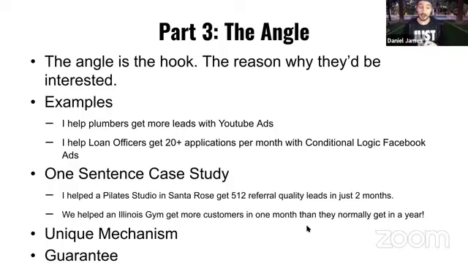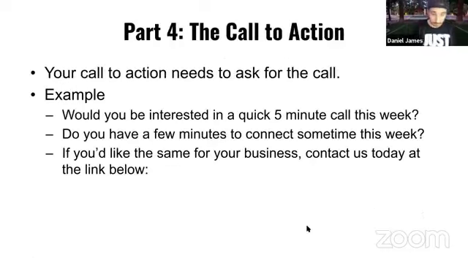And the last thing is a guarantee. After testing probably over 100,000 cold emails, putting in a guarantee, however you could do that, it just works and it helps get up the response. So that is that. And then part 4 is the call to action. Your call to action needs to ask for the call, right? I see so many cold emails with just bad call to actions. The simplest are, would you be interested in a 5-minute call this week? Do you have a few minutes to connect this week? If you'd like for me to do the same for your business, contact us today at the link below, that you would use after the 1-sentence case study.